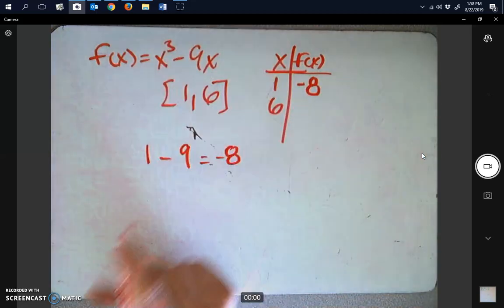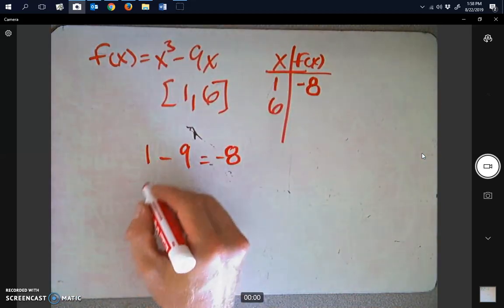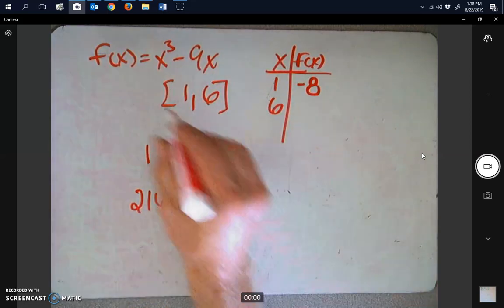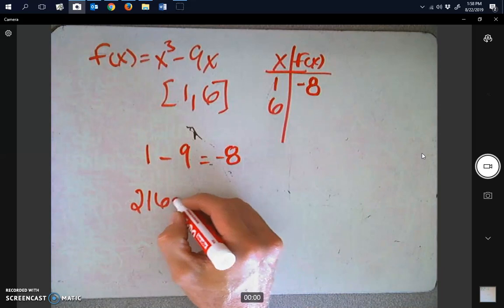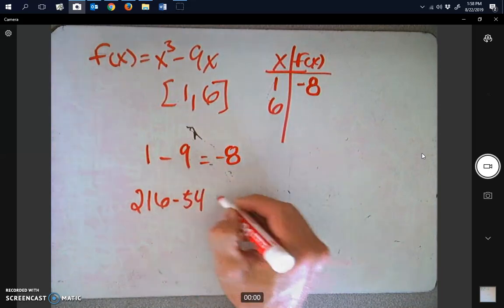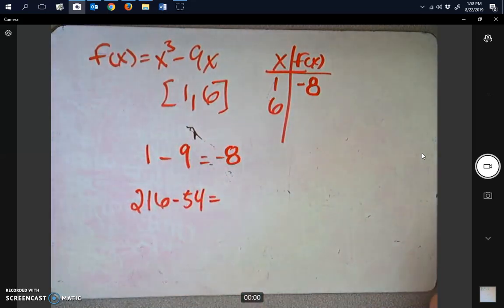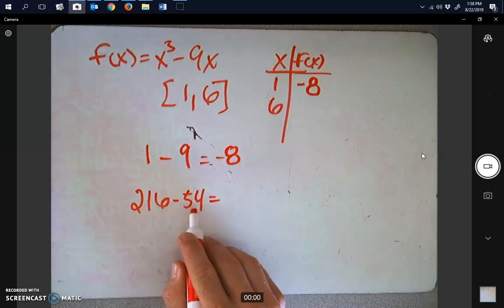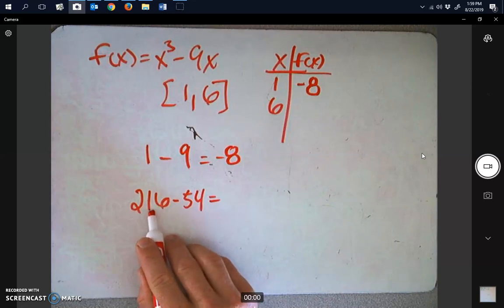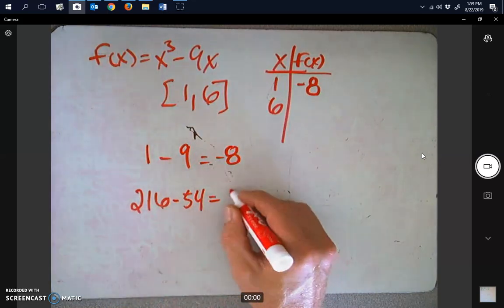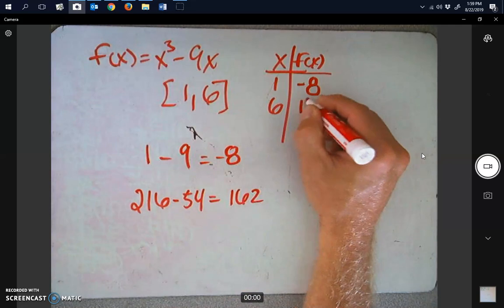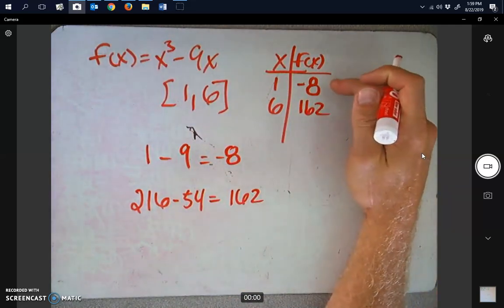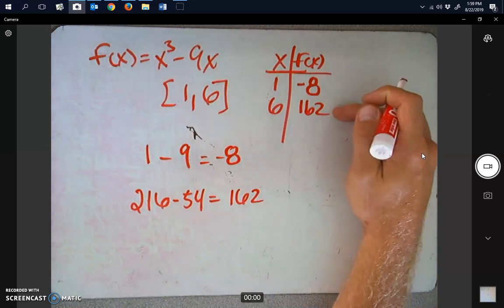So 1 goes to -8. Plug in 6. 6 times 6 times 6. Well, 6 times 6 is 36. Times 6 more is 216. Minus 9 times 6 is 54. 216 minus 54, well, 216 minus 50 would give us 166. Minus 4 would give us 162. All right. So now our rate of change goes from -8 to 162.